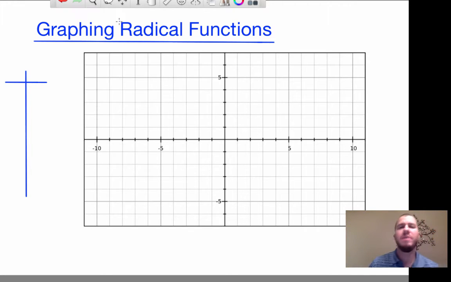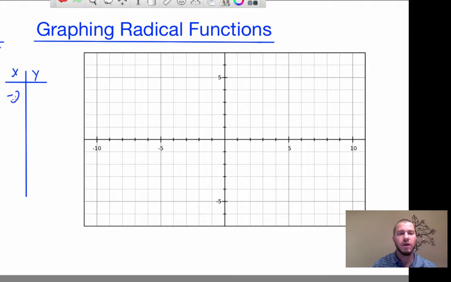So next we're going to be getting into radical functions, and we're going to start with graphing radical functions. Well, radical is a root, so the parent function for this is going to be just the square root of x. When x is inside of the radical, that makes it a radical function.